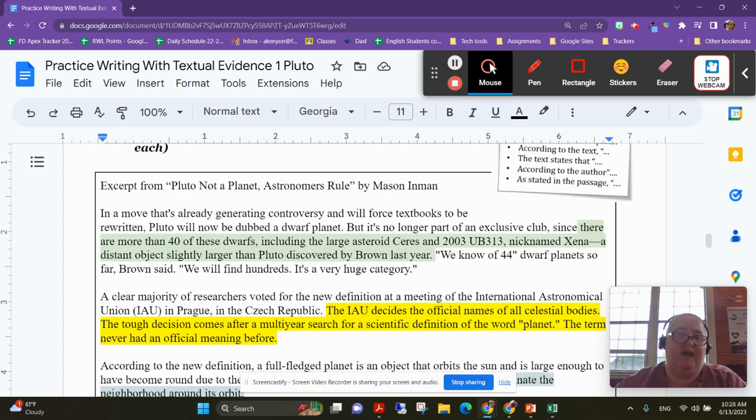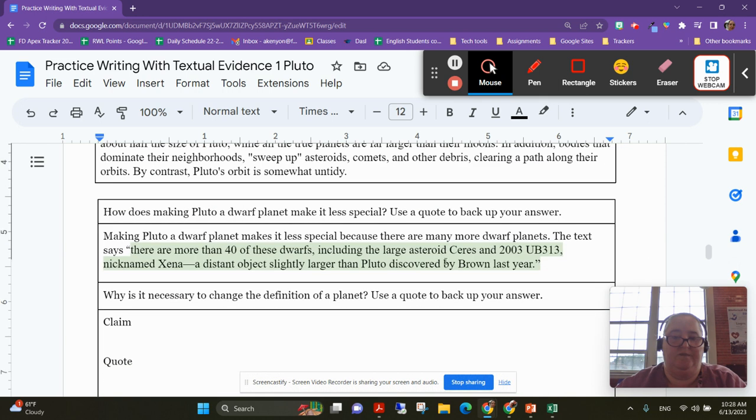So, my evidence from the text is right here. There are more than 40 dwarf planets. So, if there's more than 40 of them, it's definitely a lot less special. Okay? I probably could have even used this one. We know of 44 dwarf planets, Brown said, and so far it's a huge category. That totally would have supported this too. Both of these would have worked. So then I have the text says.